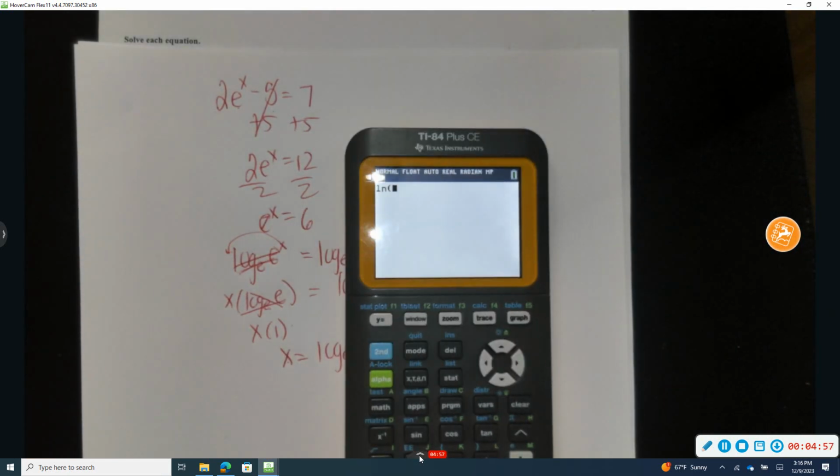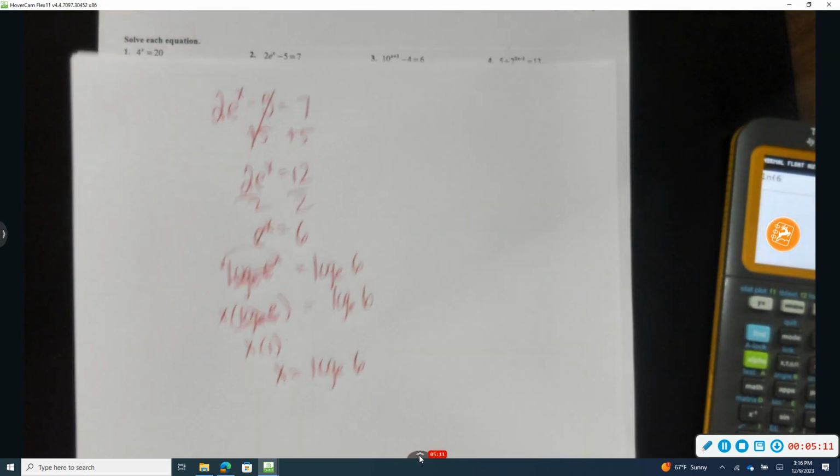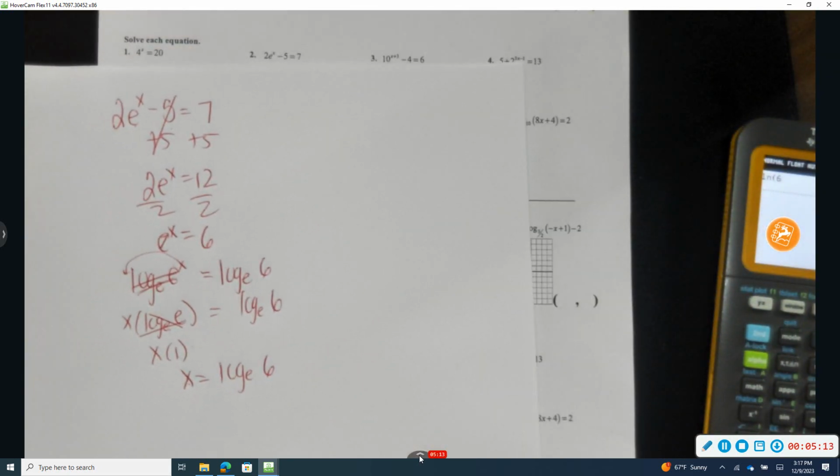I'm going to type in ln of 6. I don't have to do ln with a base because ln has a base. It's the same as log base e. And so we have an answer here if I round it to the nearest thousandth, which would be 1.792. Let's take a look right now at number 3.